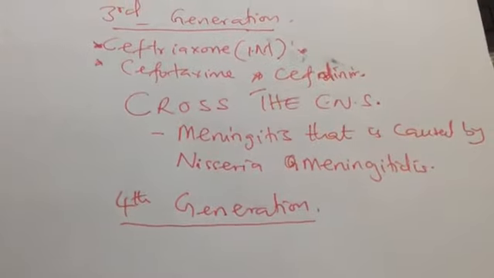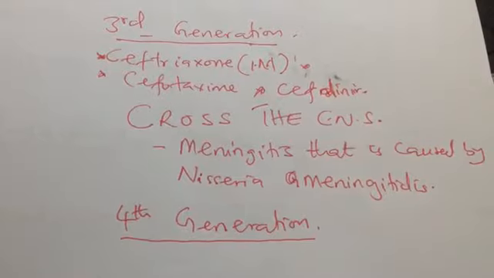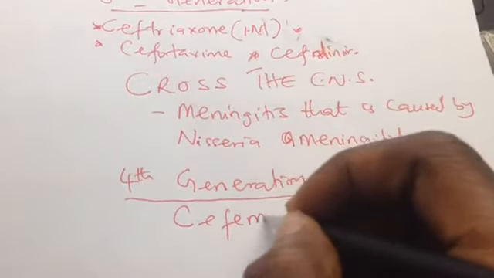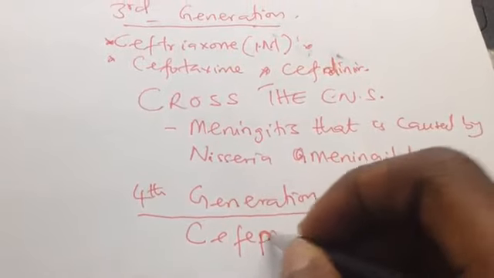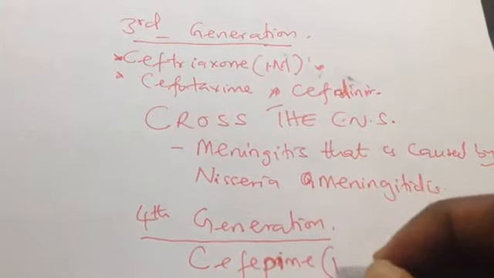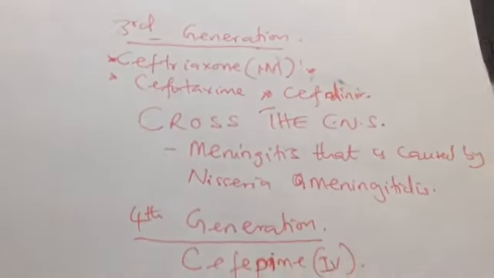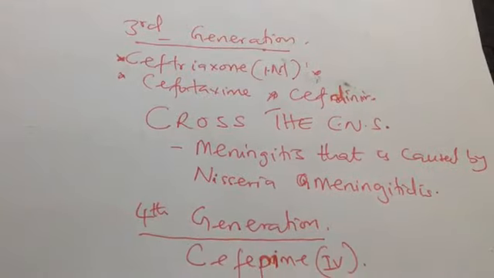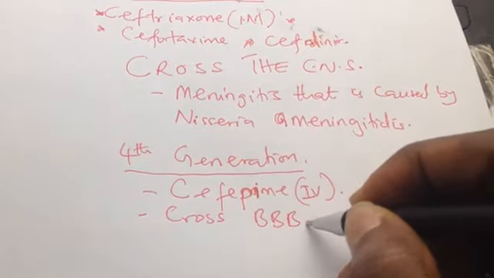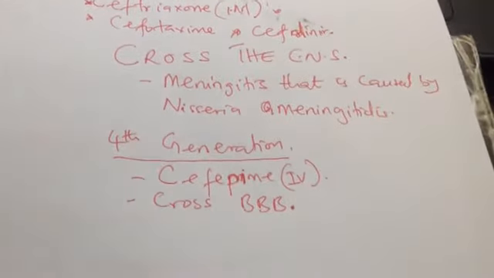So the most important drug here in this first generation cephalosporin is given IV, which is called the cefapin, which is given IV. So this drug is wide spectrum actually, and has the ability to cross the blood-brain barrier. So it can be used to treat brain infection.